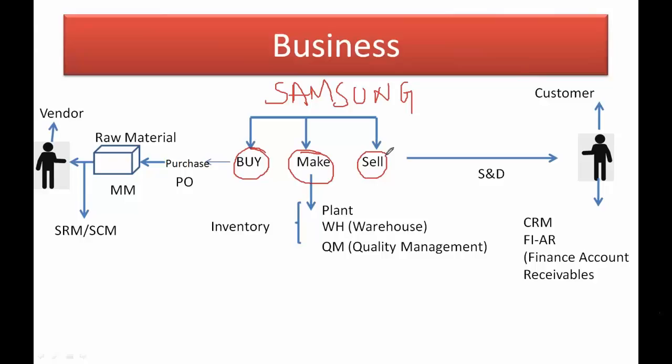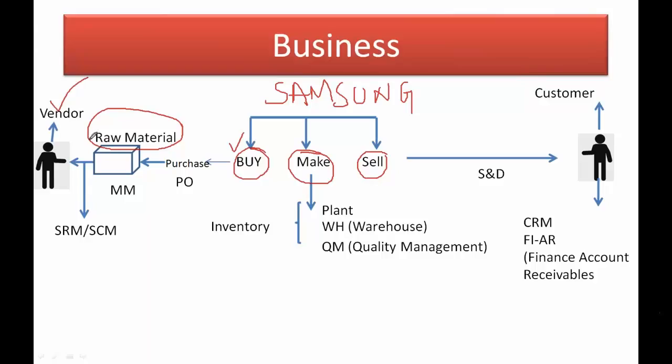For example, Samsung will do all these three functionality. Why do they want to do all these three functionality? Let's find out. Samsung wants to manufacture a mobile phone called Samsung Galaxy. Then what do they want? First they have to buy raw materials. From where do they have to buy? From vendors.